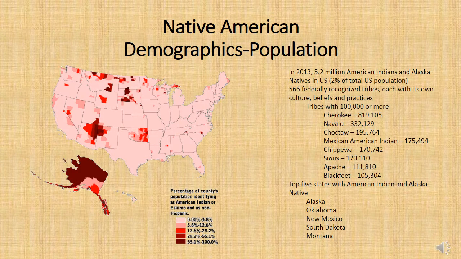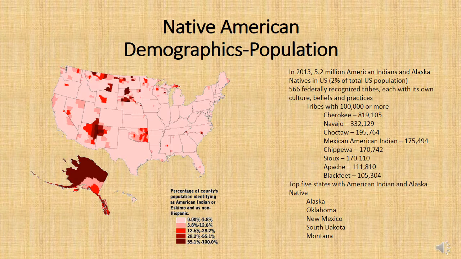As we get into the Native American population themselves, we'll start off with the demographics. Native American is a very blanketed term. It covers the American Indians and Alaskan Natives. For the most part, it will be the people original to North, South, and Central America who maintain tribal community affiliation. There are over 566 federally recognized tribes, each with its own culture, beliefs, and practices. As I said, the word Native American is a very blanketed term.